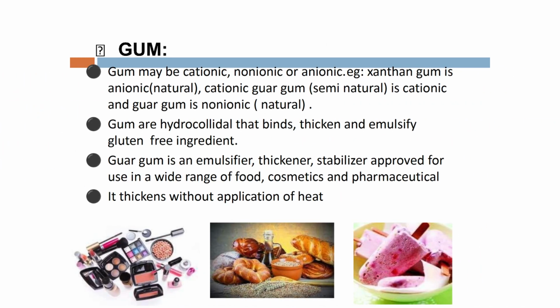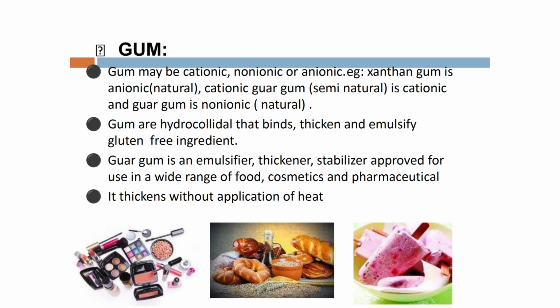Moving on, let's discuss another natural category, gums. Gums can be cationic, non-ionic, or anionic. For example, xanthan gum is anionic and natural, cationic guar gum is semi-synthetic and cationic, and guar gum is non-ionic and natural. Gums are hydrocolloids that bind, thicken, and emulsify ingredients, especially in gluten-free products. Guar gum in particular is an approved emulsifier, thickener, and stabilizer for a wide range of foods, cosmetics, and pharmaceuticals. A great feature is that it thickens without the need to apply heat.